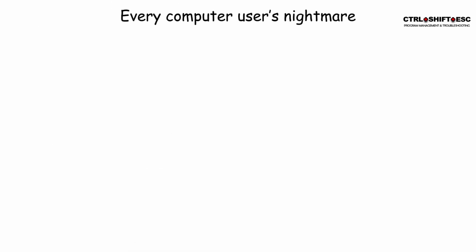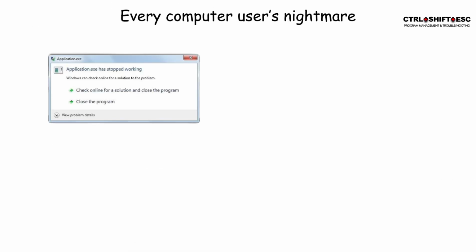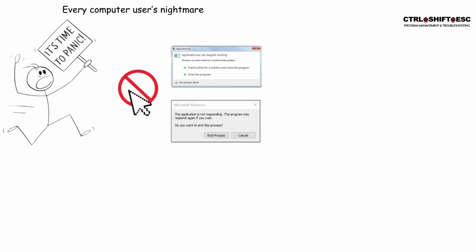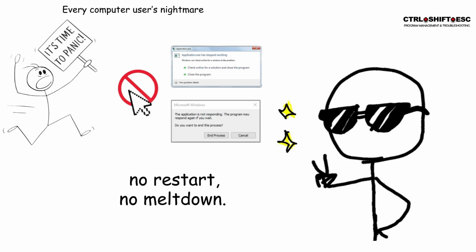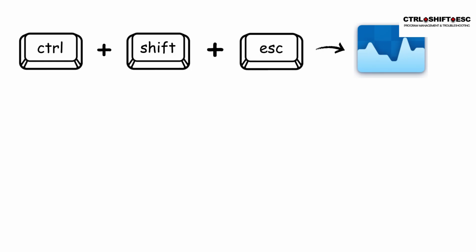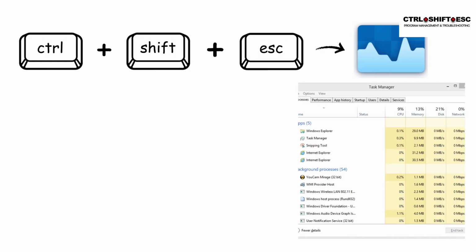Program management and troubleshooting. Every computer user's nightmare. An app freezes mid-project. The mouse won't click, nothing responds, and panic sets in. Here's how pros handle it. No restart, no meltdown. Press Ctrl plus Shift plus Escape to open the Task Manager. There it is, a list of every running program.